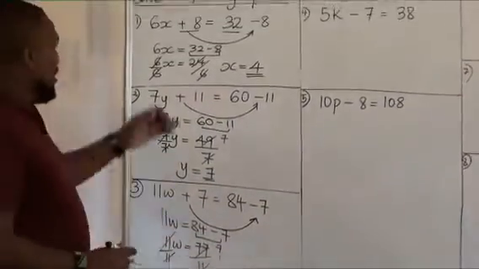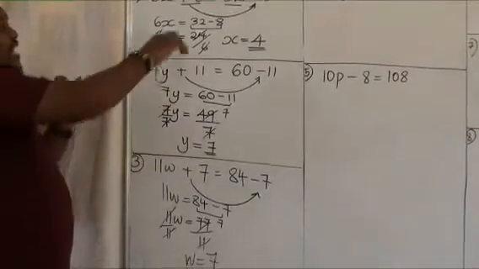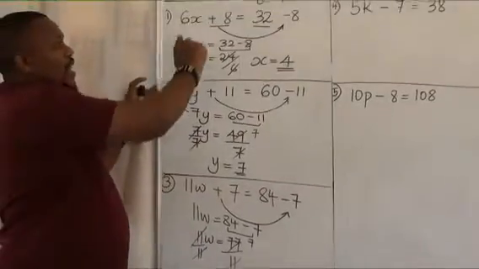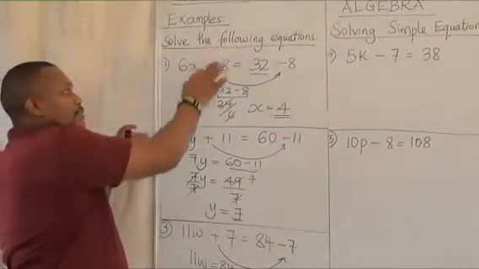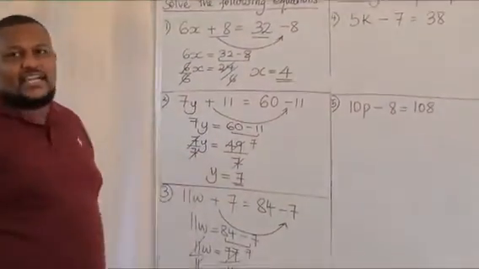I hope with the 3 examples that we have solved, which involve a positive constant, let me just use that term, we have already seen what happens. If we have a positive constant, when it crosses over, the constant changes to be a negative constant.